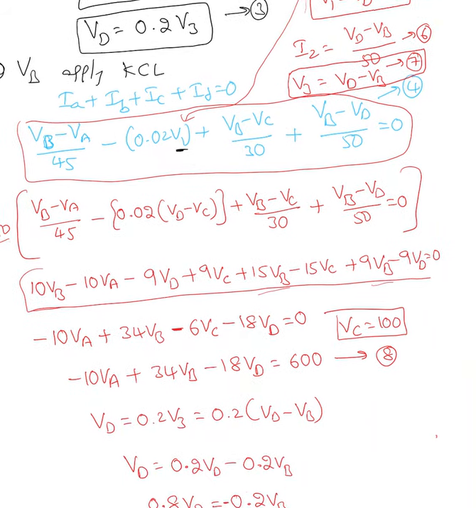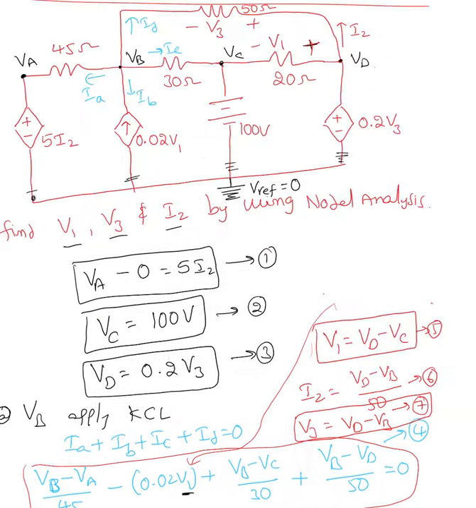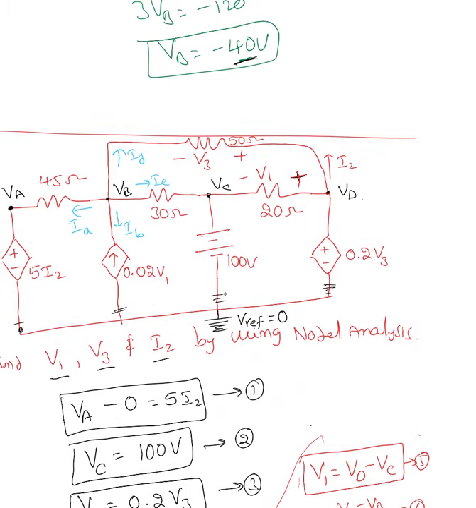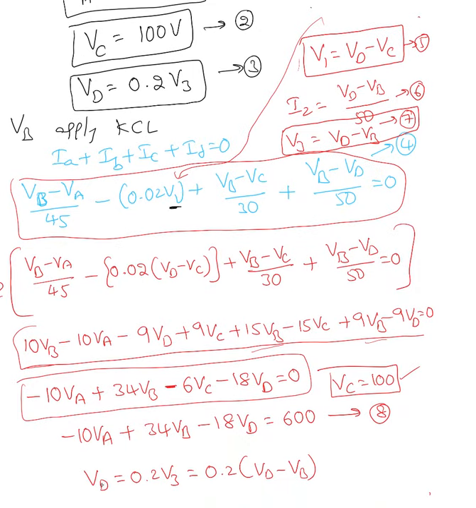Once I simplified it, I end up with this equation: minus 10 VA plus 34 VB minus 6 VC minus 18 VD. We already know VC equal to 100 volts because I have a voltage source between the reference and VC. So I substituted that and ended up with minus 10 VA plus 34 VB minus 18 VD equal to 600.